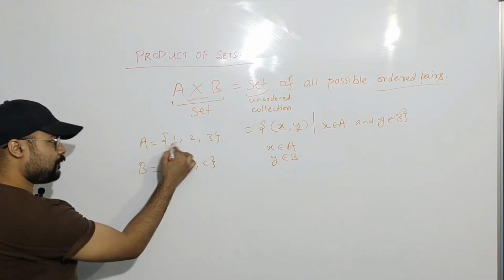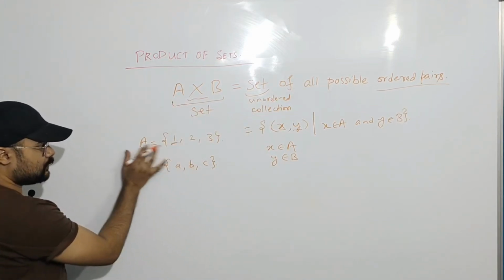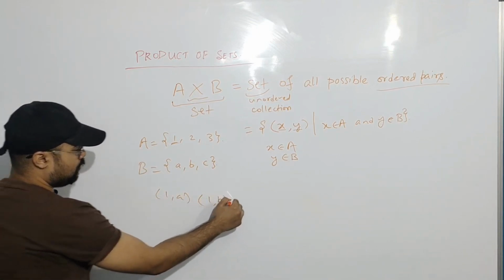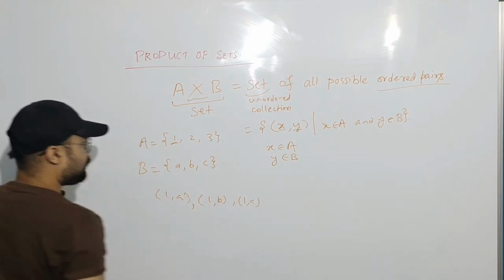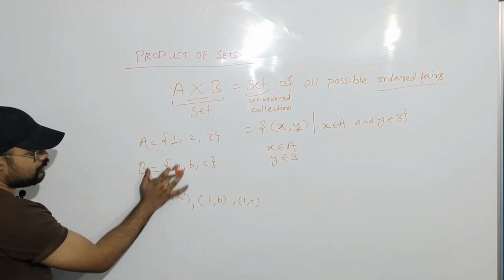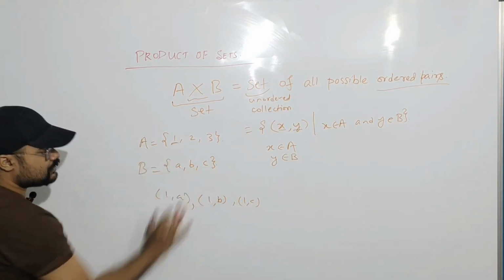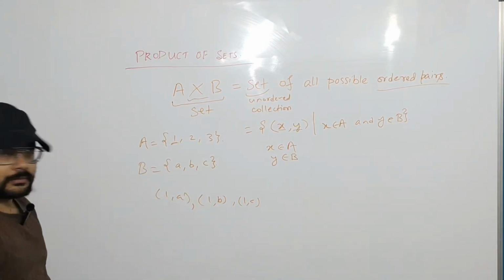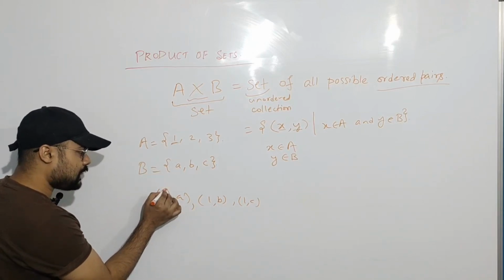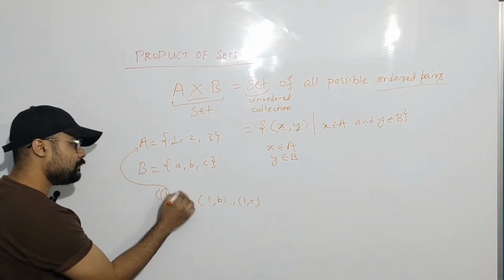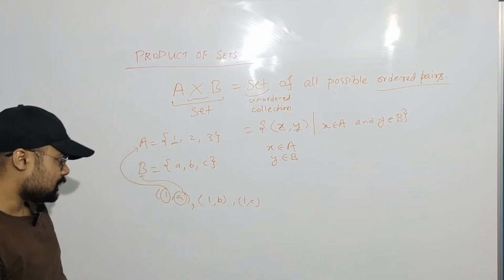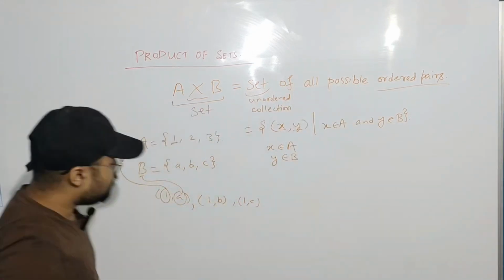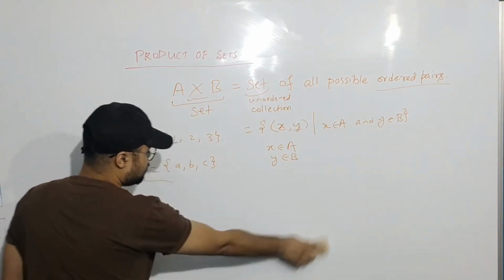So for every element of A, what are the ordered pairs possible between A and B? 1 and a, 1 and b, 1 and c, because each element of A will come with each element of B. Why is it called an ordered pair? Because the first element of this pair has to be from set A, and the second element has to be from set B. But because this is a set of ordered pairs, let me first write all of the possible ordered pairs.